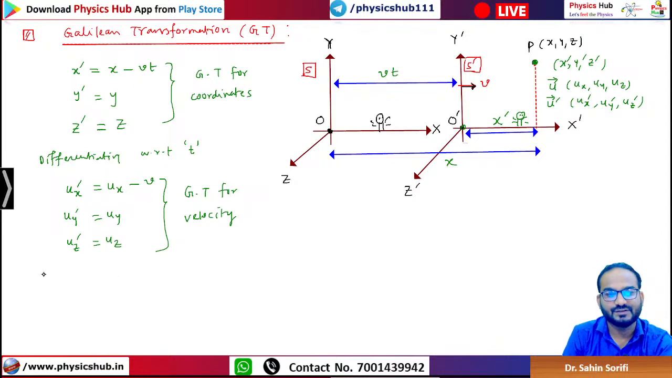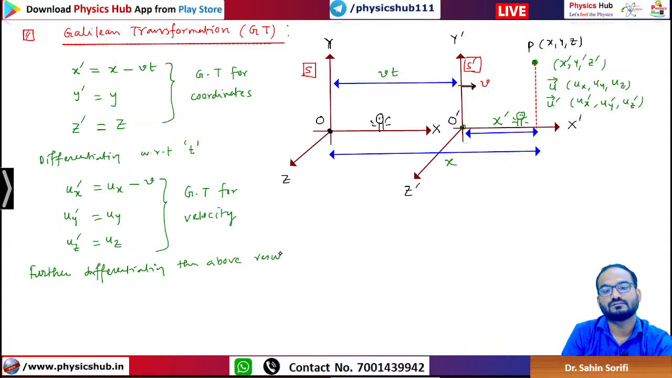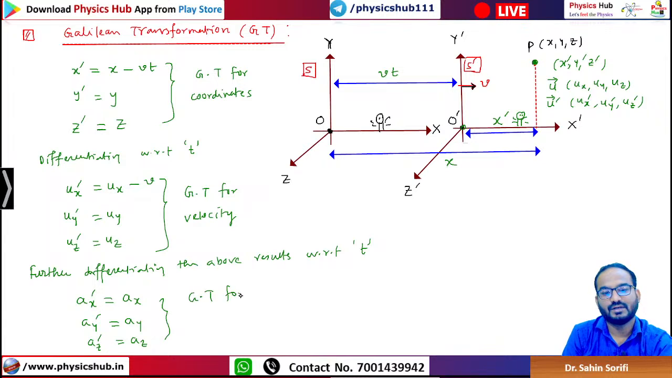Now this is the GT for velocity. Now acceleration, if you do further differentiation, you get ax prime is equal to ax, v is constant so that is not producing anything. ay prime is equal to ay, az prime is equal to az. So this is the GT for acceleration.